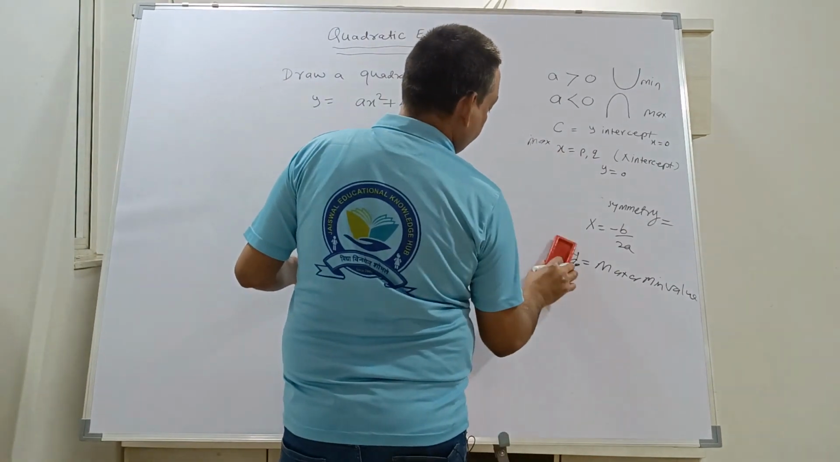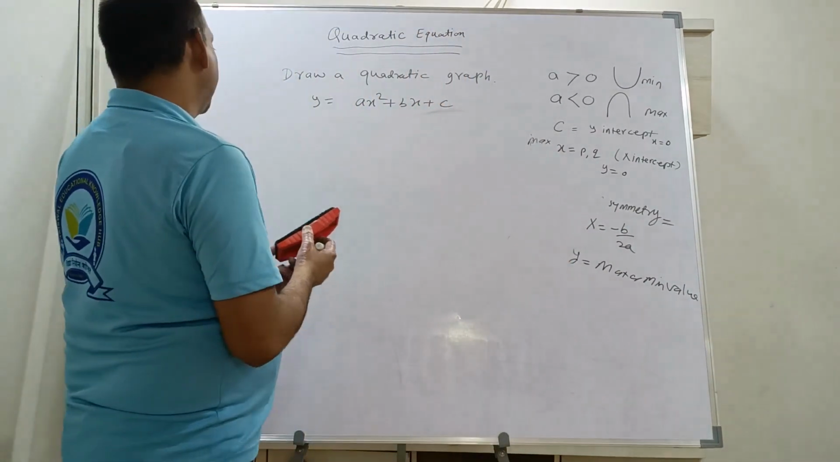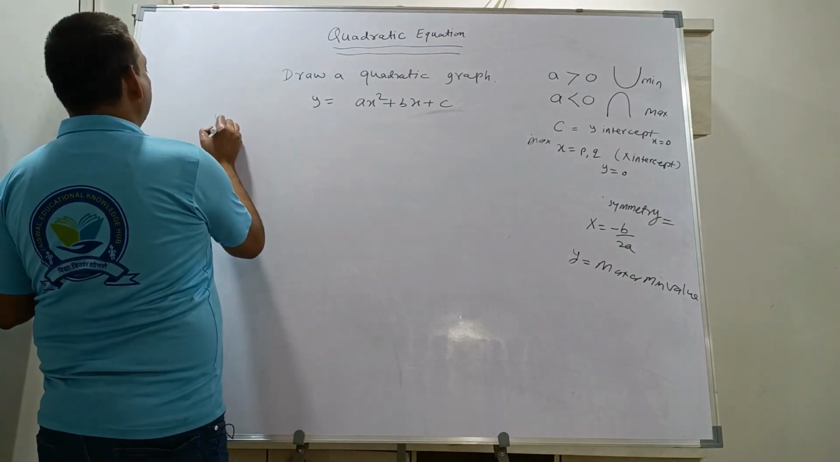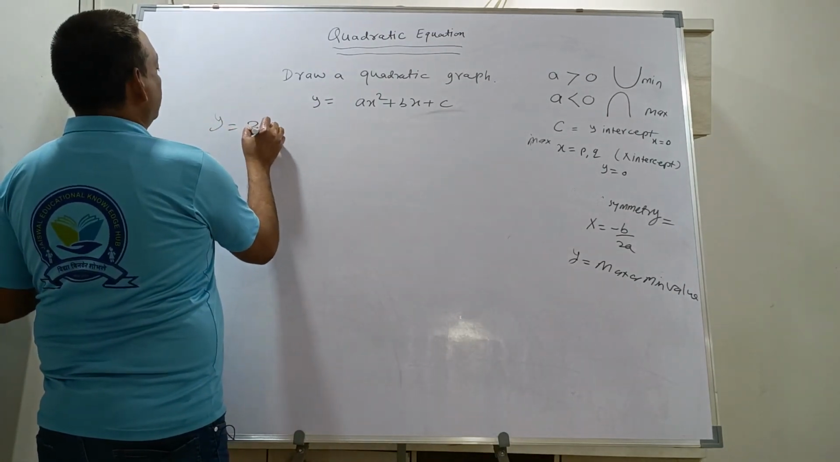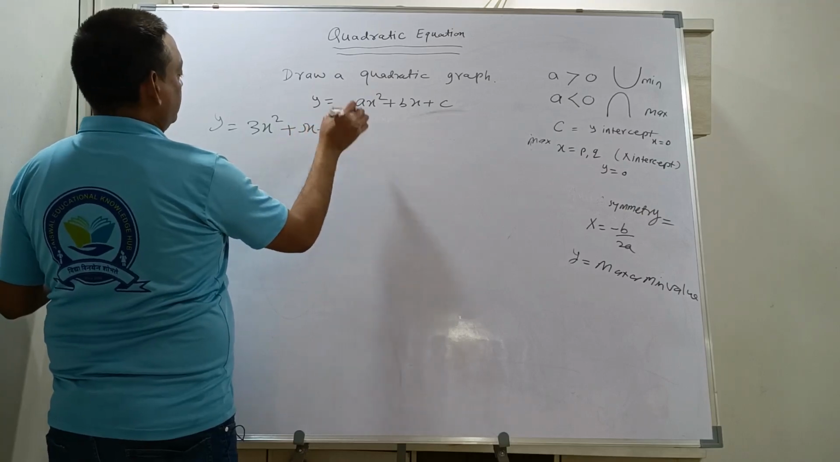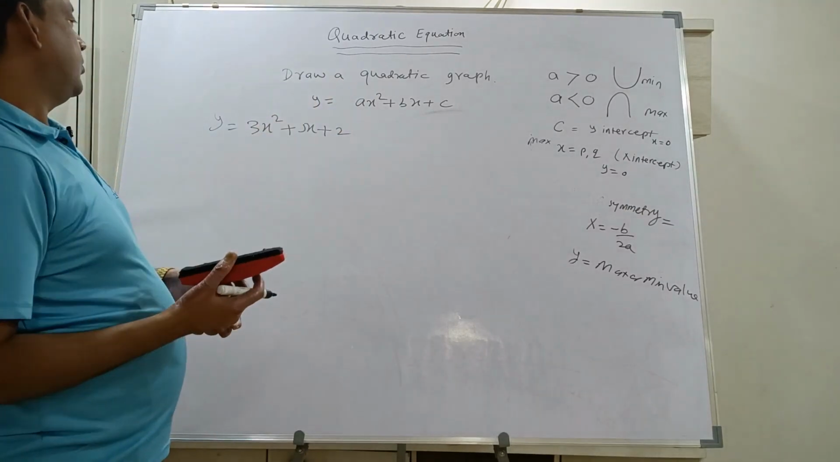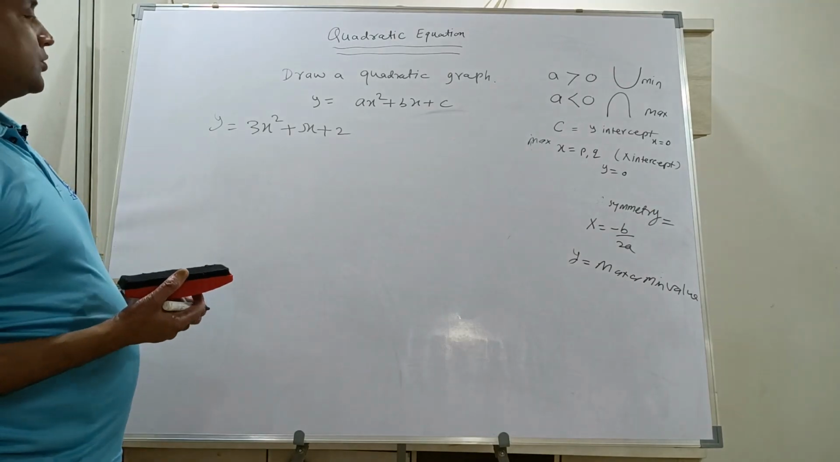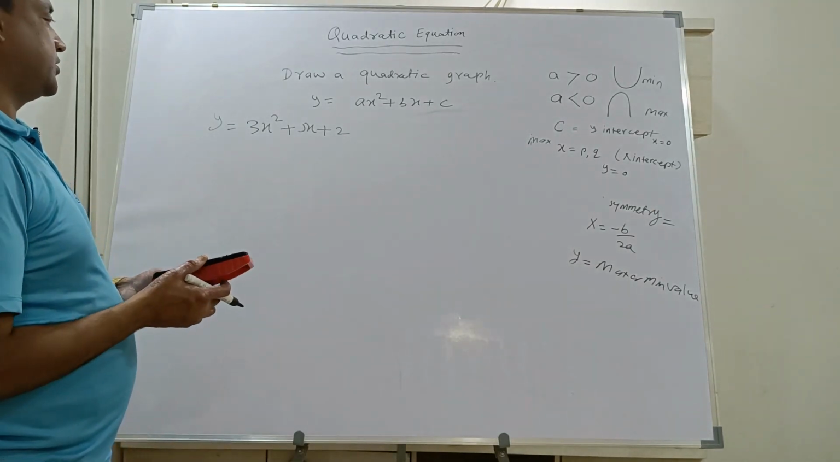So let's keep this as it is. Suppose we take a sum here, y is equal to 3x square plus 5x plus 2. Clear? y is equal to 3x square plus 5x plus 2.